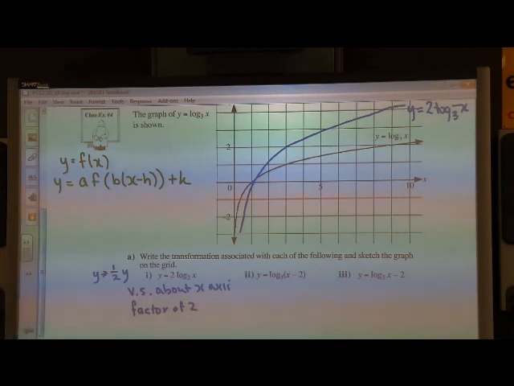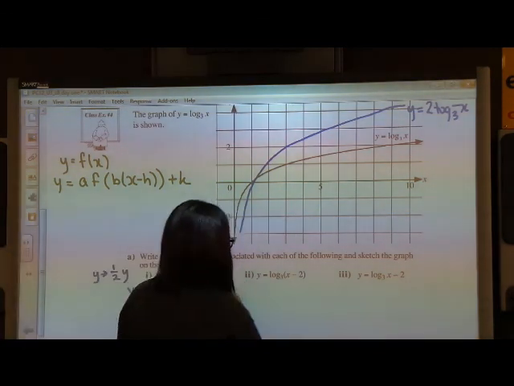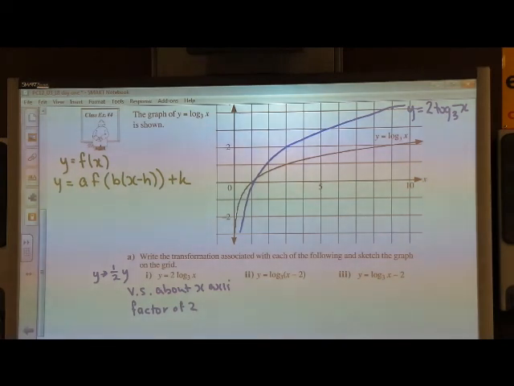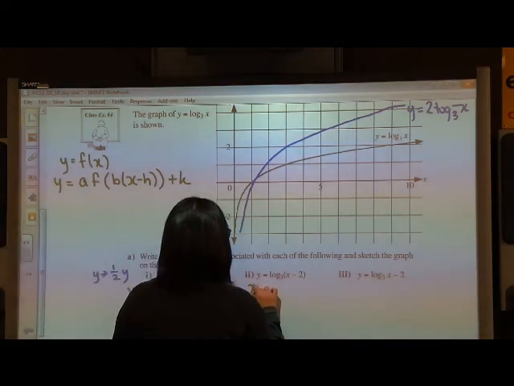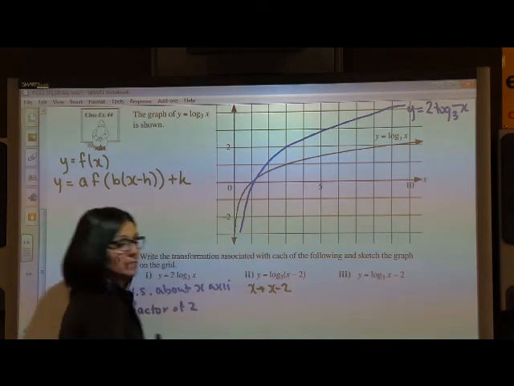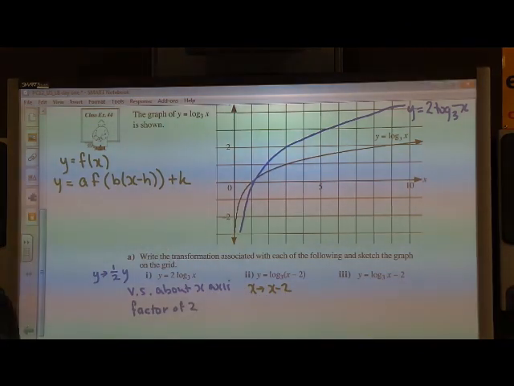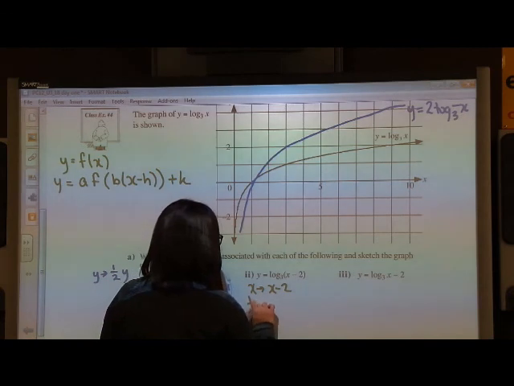So now if I look at number 2, y equals log base 3 of x minus 2. What is my replacement? X with an x minus 2. And what does that do to the graph? Translates it 2 units, right? Translate to the right.